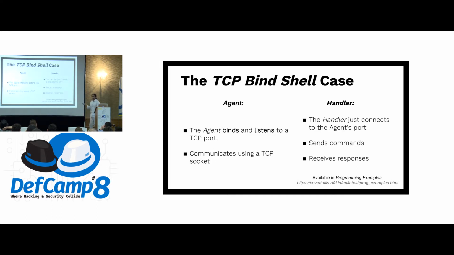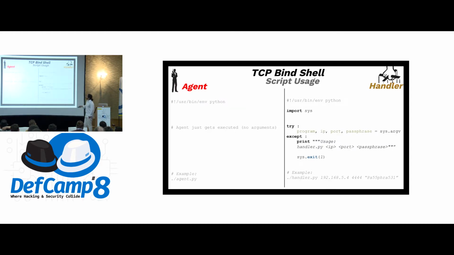Many examples like HTTP and ICMP are located here. There are programming examples and there is enough documentation. Anyway, I believe that's enough because I know the whole package by heart. Let's make the usage. We run the handler. We need the IP to connect to, the port to connect to, and the passphrase for the encryption.